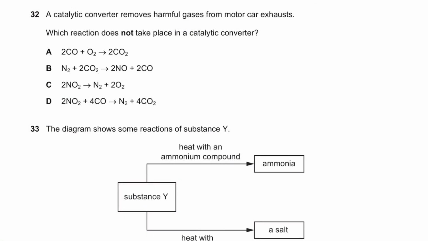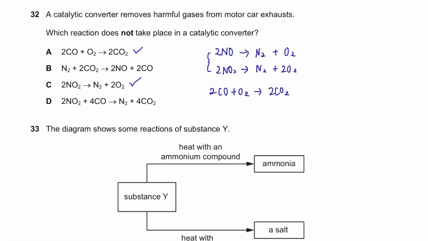Question 32. A catalytic converter removes harmful gases from motor car exhaust. Which reaction does not take place in a catalytic converter? This is another popular question, and there are only two major reactions, so just memorize them. Firstly, oxides of nitrogen will be reduced to N2 and O2 gases. Then carbon monoxide will be oxidized to carbon dioxide. So A and C are correct.